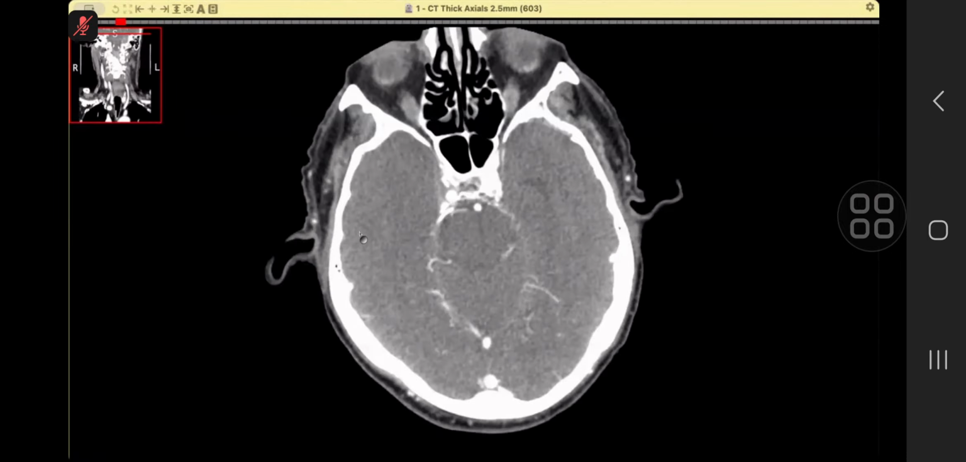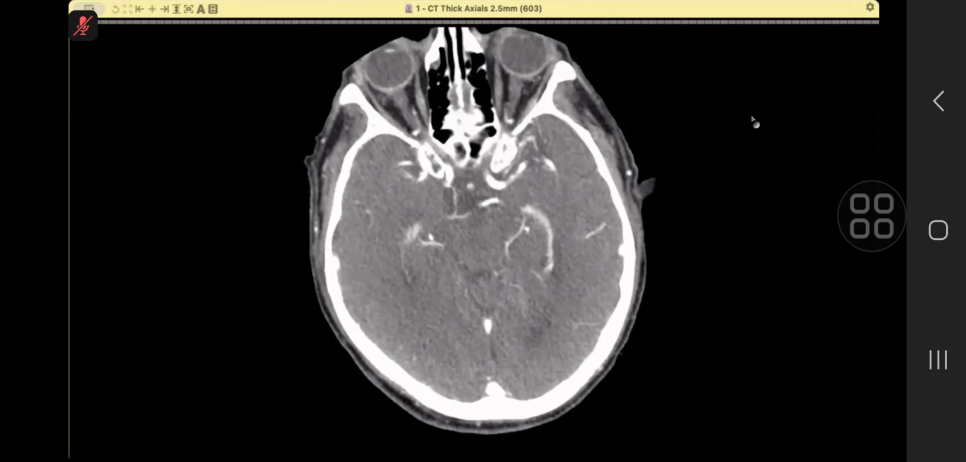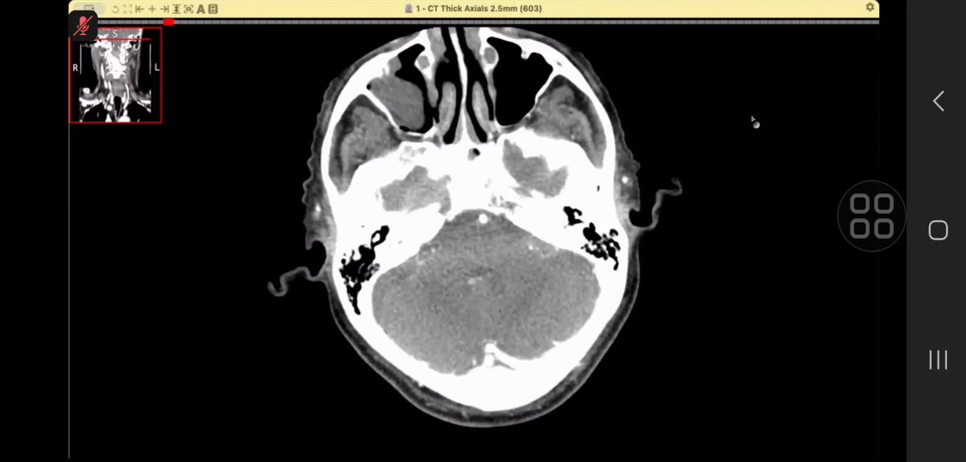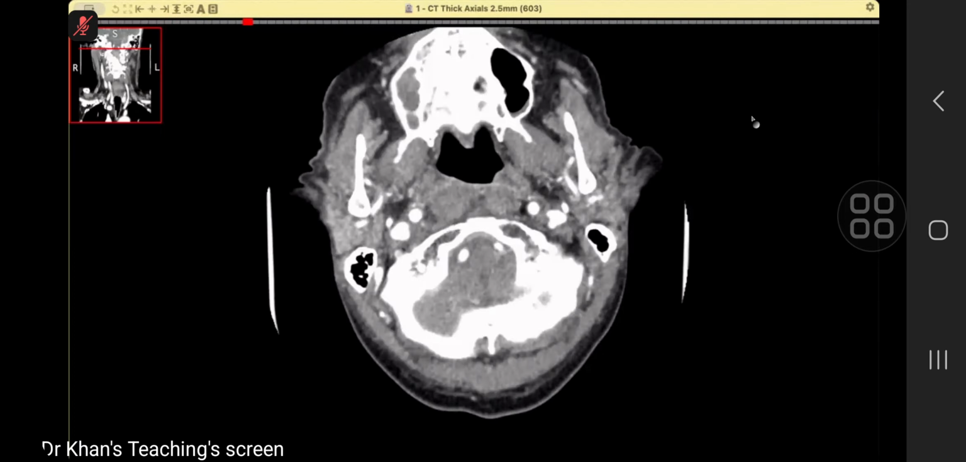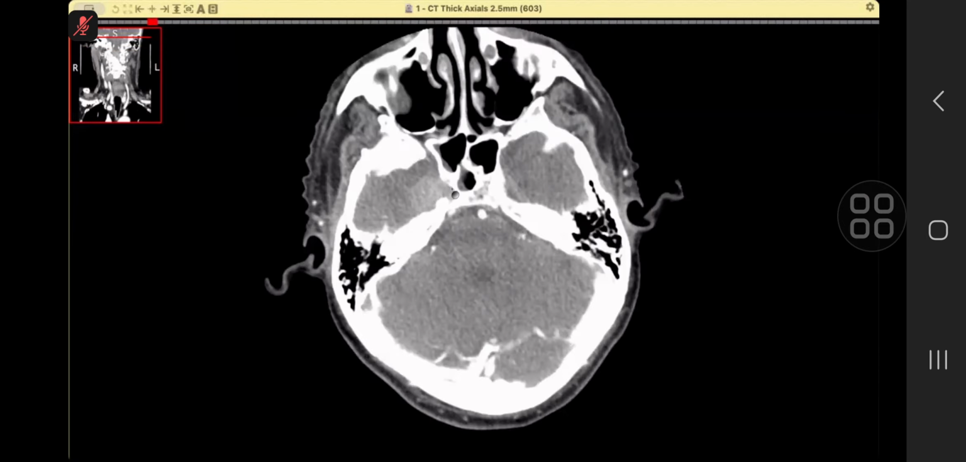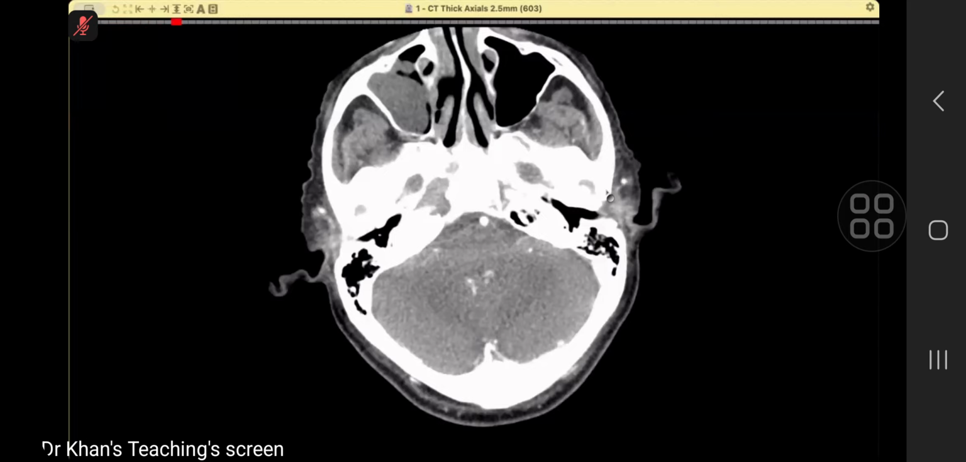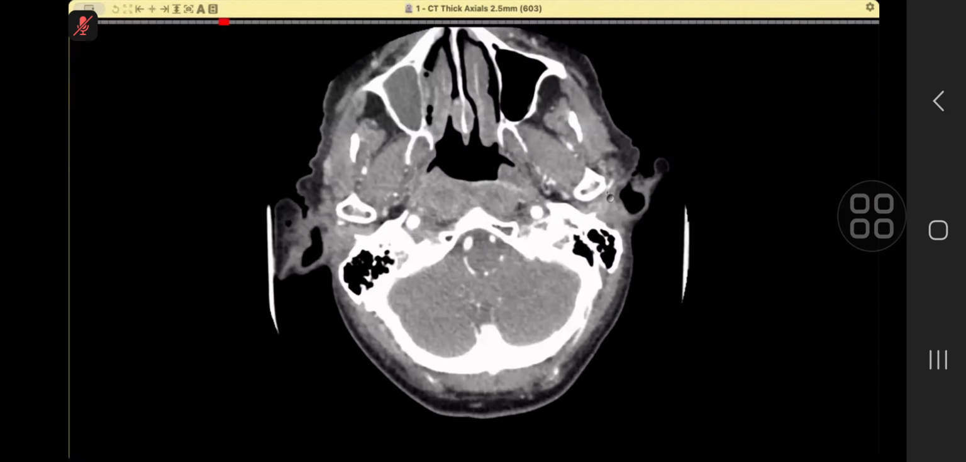Same case with contrast. Over to you. Okay, so this is the CT of brain with contrast. There is a heterogeneous enhancement of the mass. I want you to sum it up. Tell me what can it be?